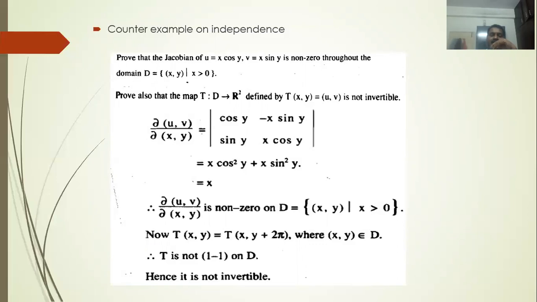And we see that x is greater than 0. So the Jacobian is not equal to 0 because x is positive throughout our domain of discussion. So they are functionally independent, right? Okay, we'll stop here.